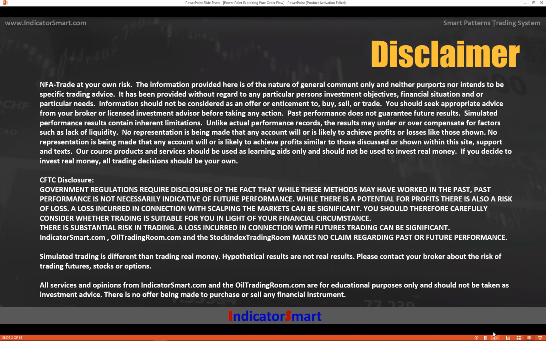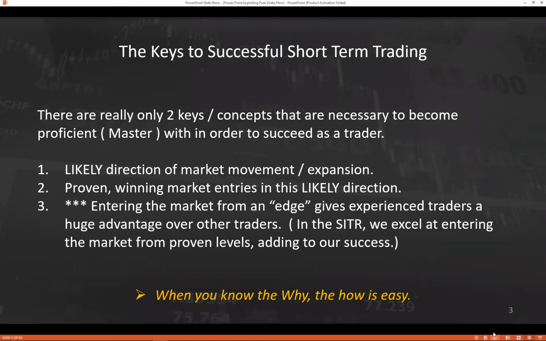Let's make it legal. And if you've never read this, please do so. Two keys to short-term trading, any trading really. One is to have a method, system, strategy, proven way to determine likely direction of market movement. You know, where's it going to go? From where? From when? Those types of things.